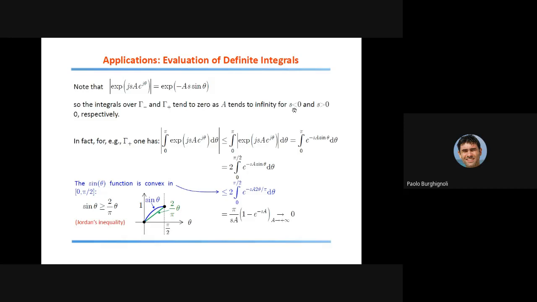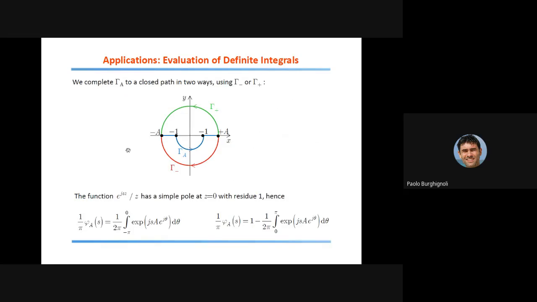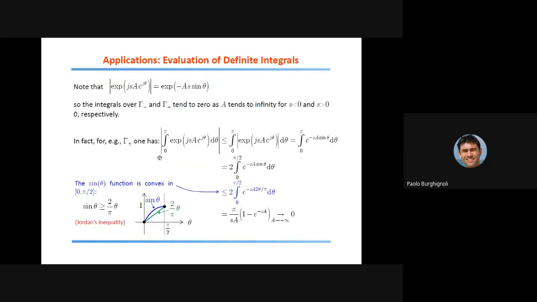In particular, if s is a negative quantity, then the integral over gamma minus goes to 0 when the radius goes to infinity. Whereas if s is positive, then it's the integral around gamma plus that goes to 0 when the radius goes to infinity. Let us see that, for example, for the upper half circle, the green one, gamma plus, for which we can write the absolute value of the integral that goes from 0 to pi, which are the limit values for the integration variable theta, which is the angle, of the exponential evaluated on the half circle, and the argument is in turn j s a, the radius, times e to j theta, okay?